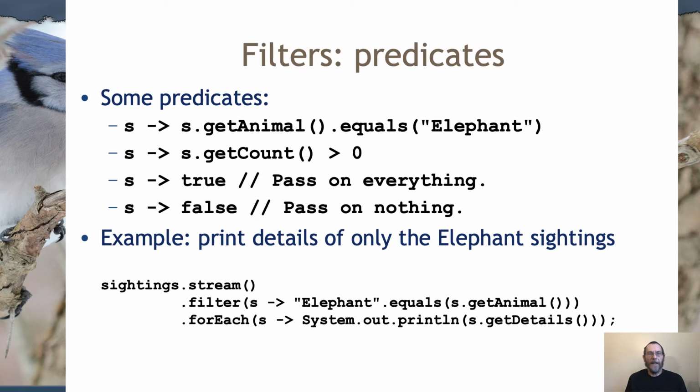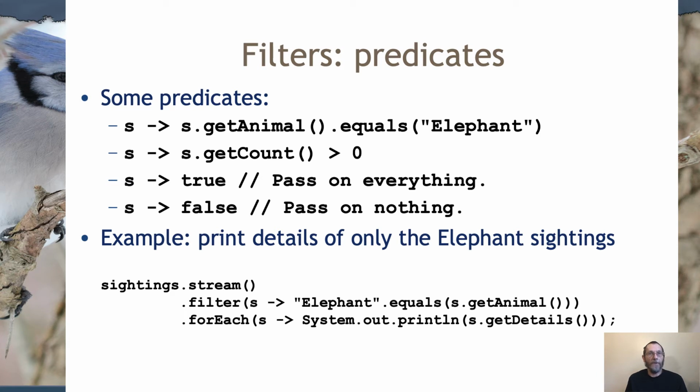So we invoke the getAnimal method on the citing object, and if the string comparator equals returns true when compared to elephant, then that citing object will be passed through to the next stage of the pipeline. So that's going to filter out all non-elephant citings from further processing. If we're only interested in citings which have a count greater than 0, then we might express the predicate as being get the count from the citing object, and if it's greater than 0, we want to allow that citing object through. In all other cases, we want to suppress that citing object.